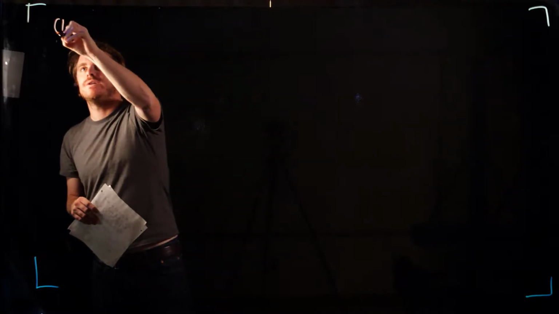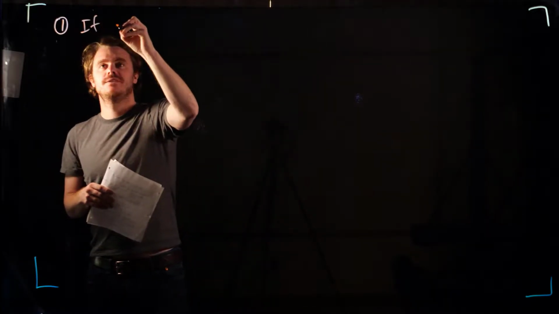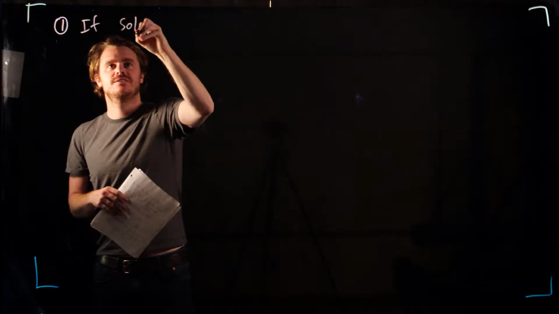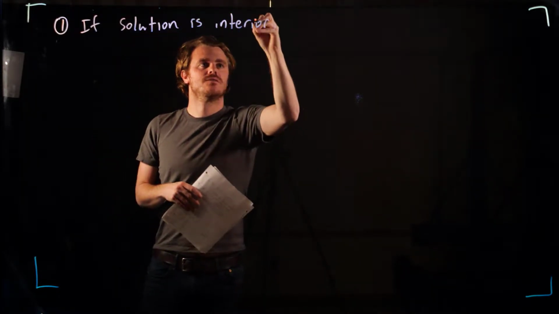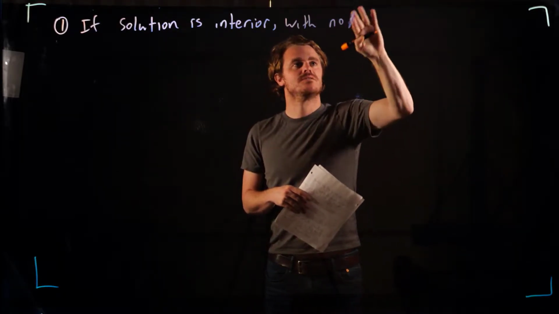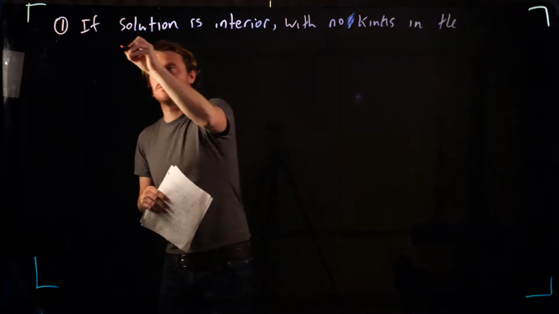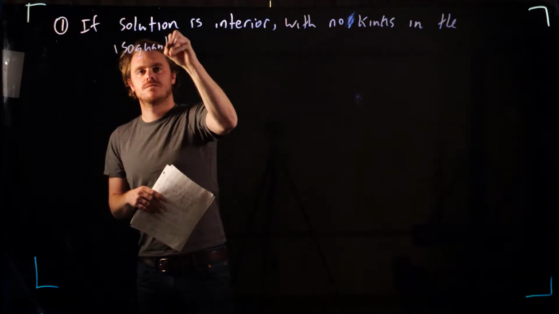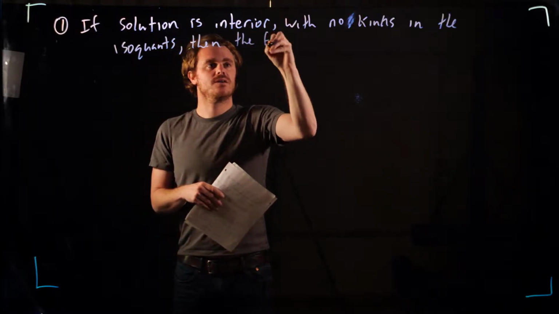Situations here. The first one is kind of the nice case that we just drew the picture for, right? We have the nice smooth isoquants. So if the solution is interior, with no kinks in the isoquants, then the following condition holds.